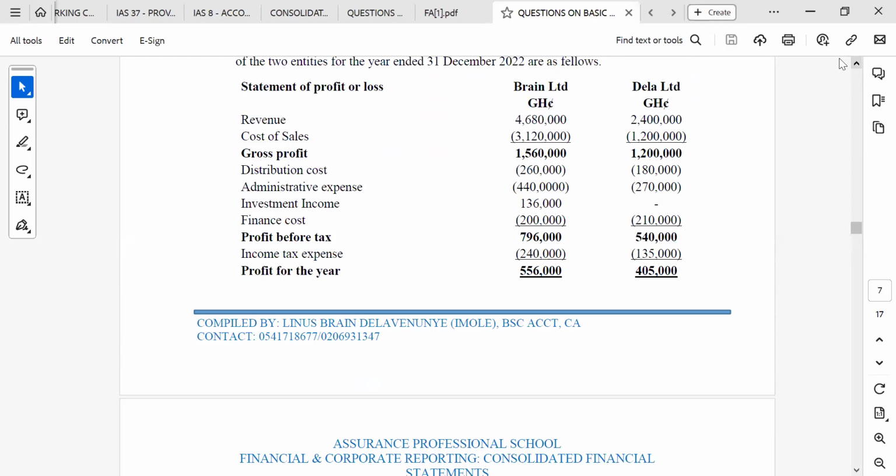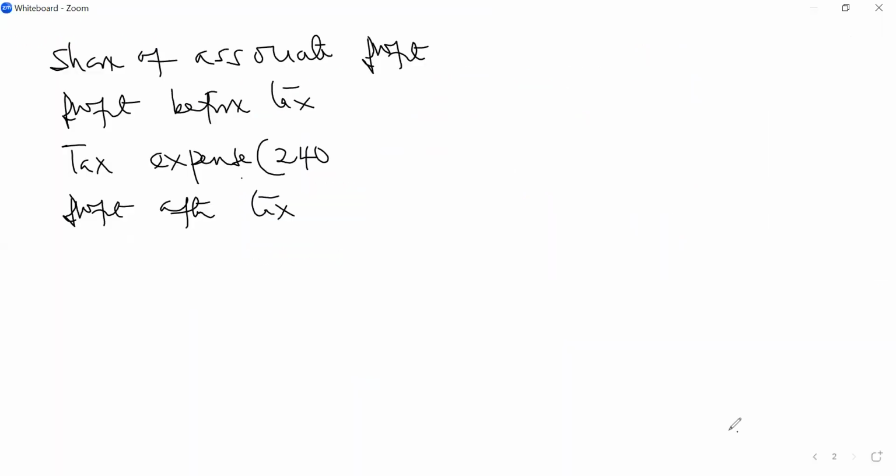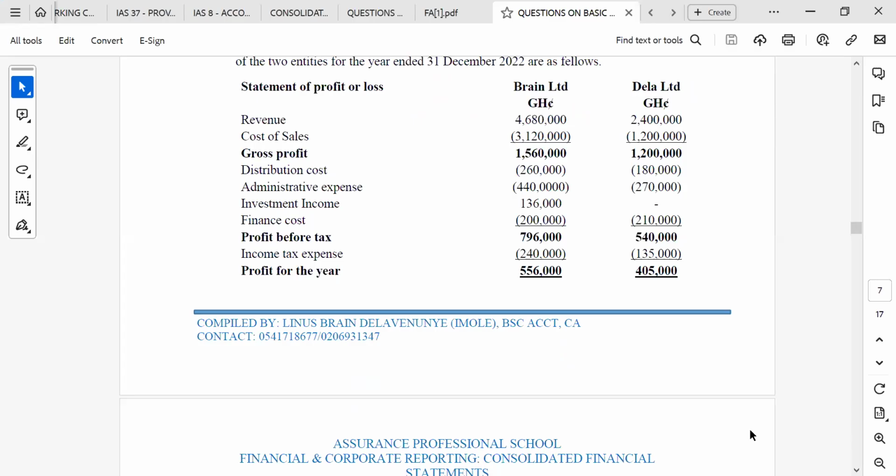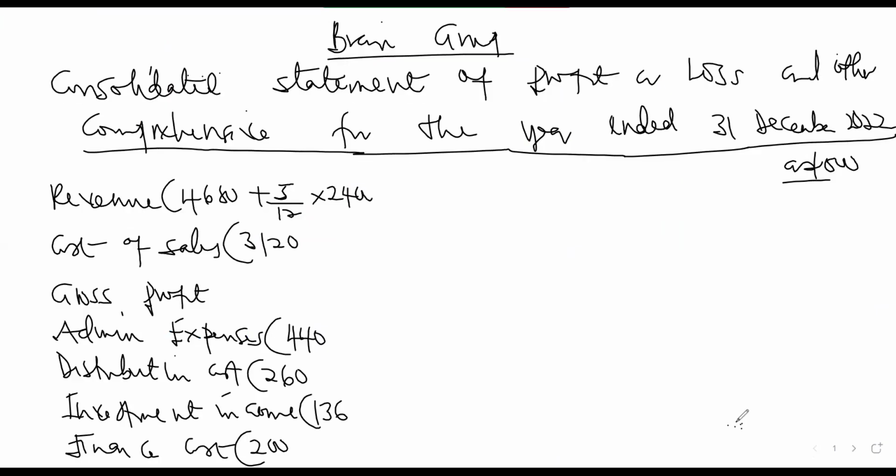So let's go to the revenue for the subsidiary. Our revenue we'll find only 5 months of that. So 5/12 multiplied by the revenue for the subsidiary. What is the revenue? 2,400. Okay. Let's come to the cost of sales. It will be 5/12 multiplied by what are you having?